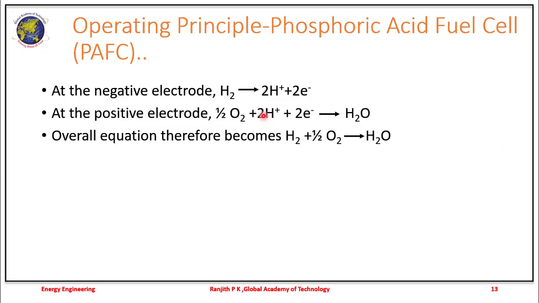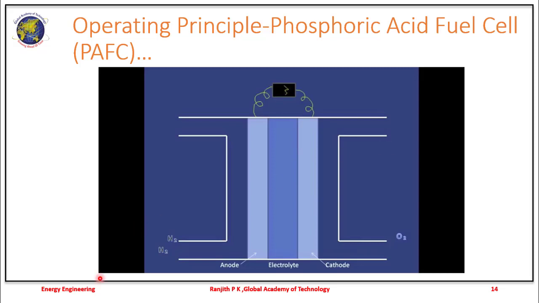So in the reactions which take place, at the negative electrode the hydrogen is split into hydrogen ions and electrons, and at the positive electrode the oxygen atom combines with the hydrogen, basically into water. And the overall equation therefore becomes that the hydrogen and oxygen combine to give out electricity, water and water vapor. So here is a video which shows the explanation of the working of this.